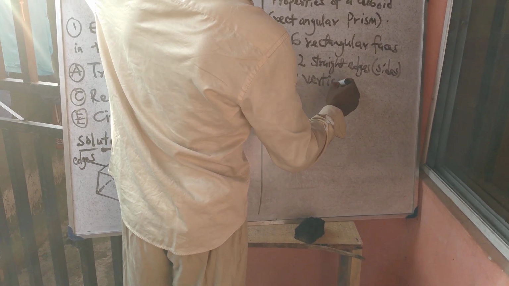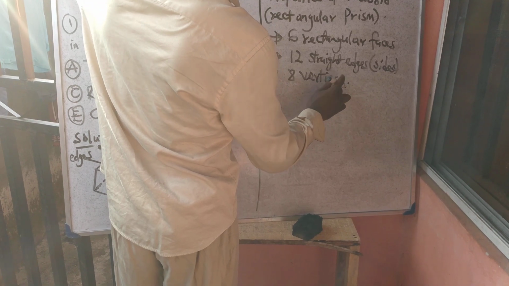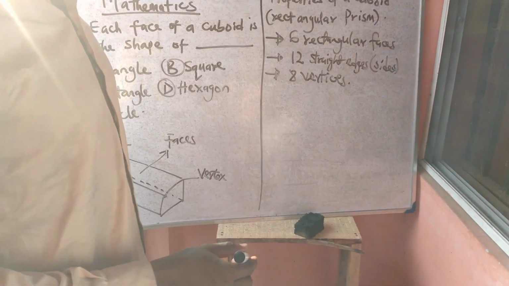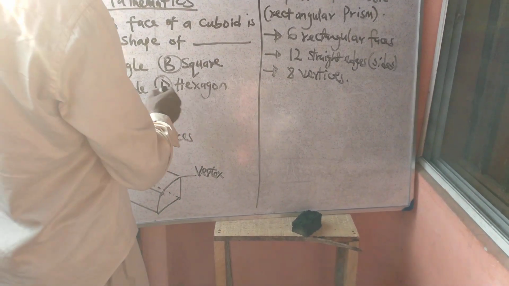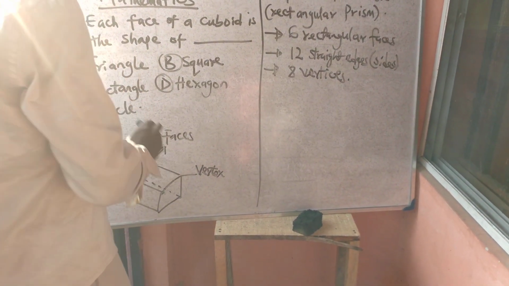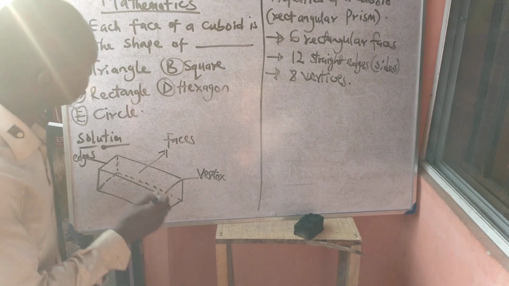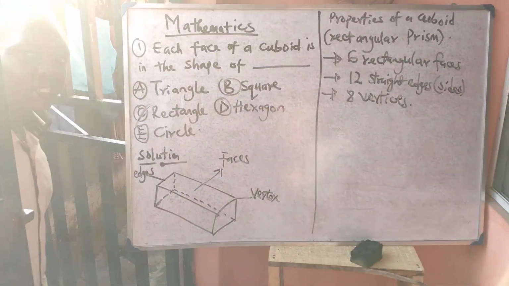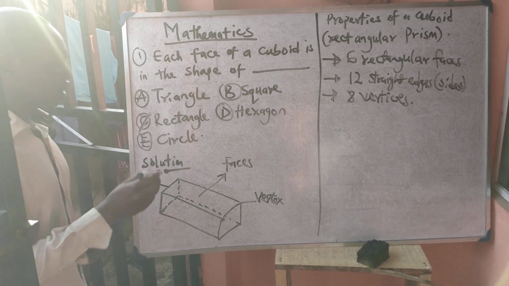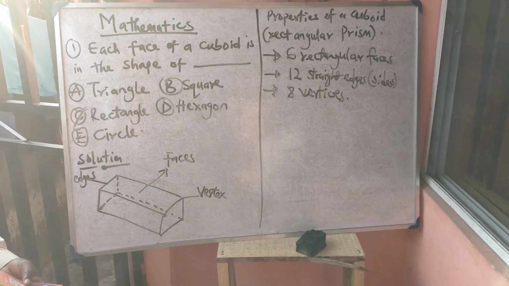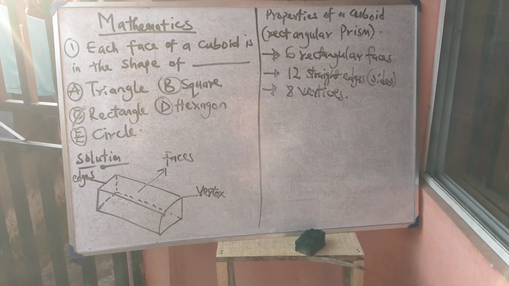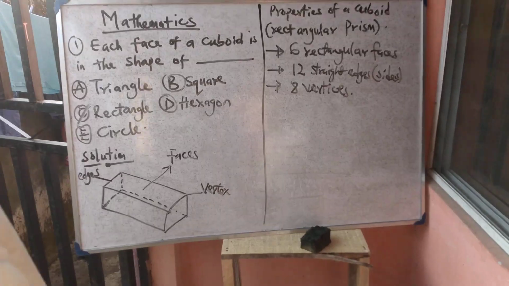So from the properties I've stated, you find out that each face of a cuboid is in the shape of a rectangle. The answer is C. Each face of a cuboid is in the shape of a rectangle.